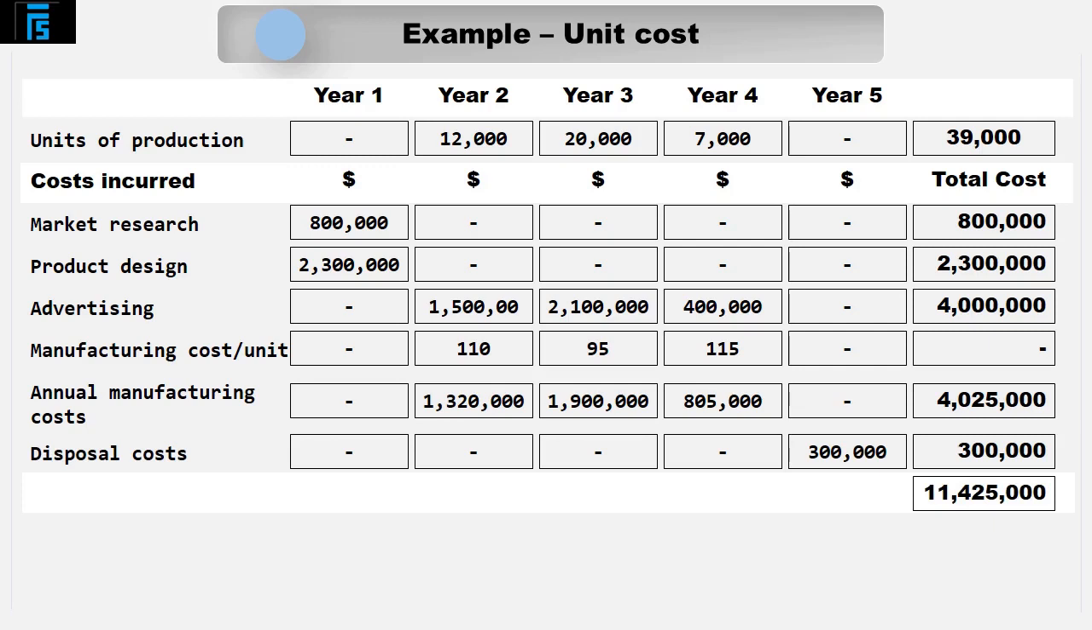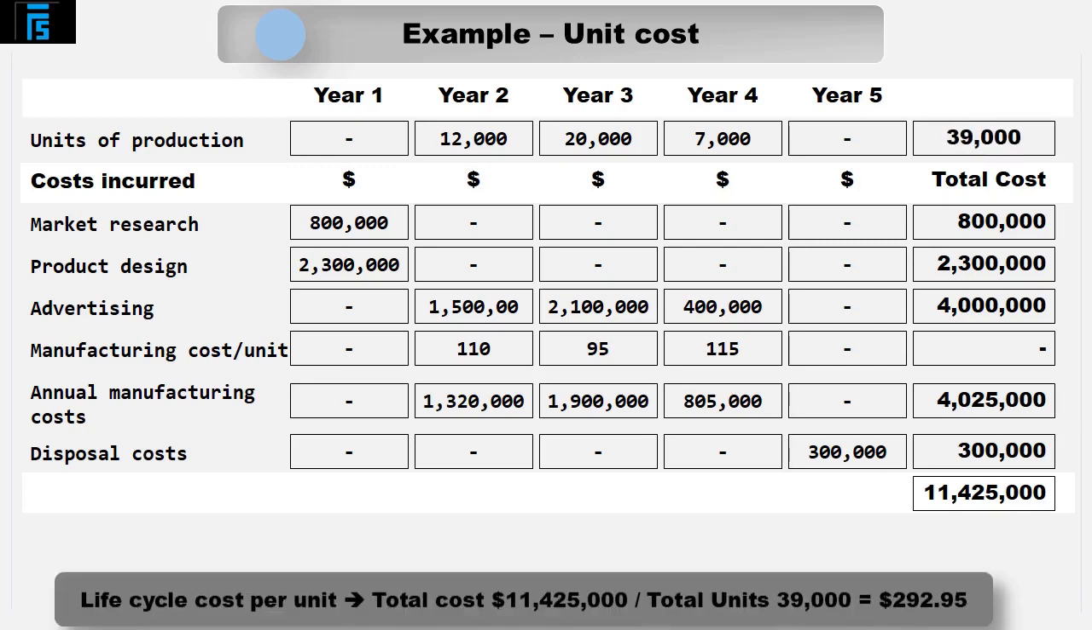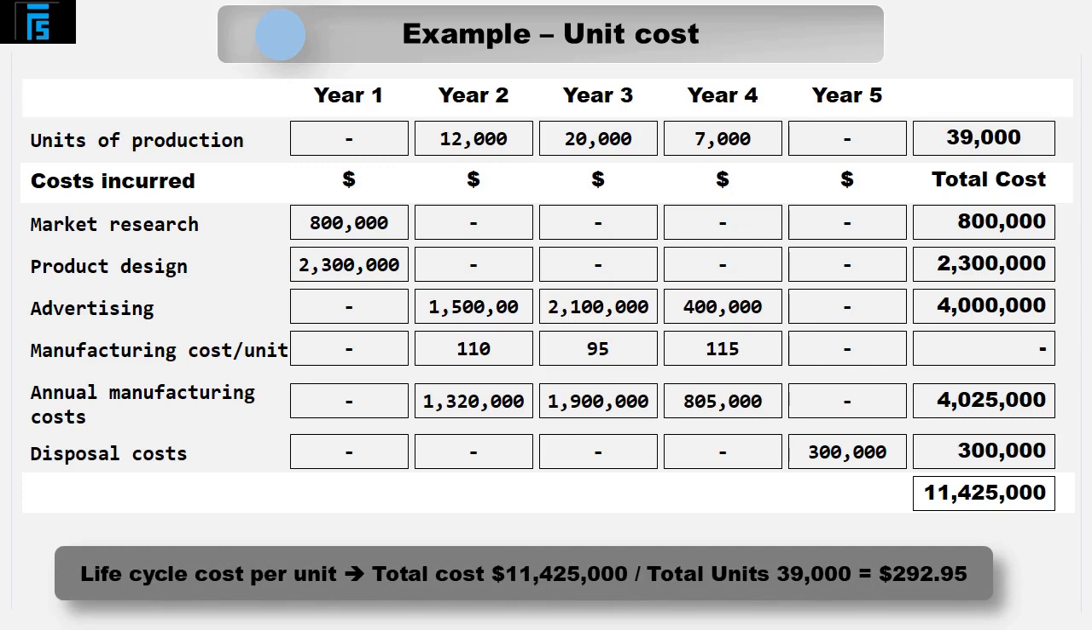Budgeted units of production in years 2, 3, and 4 total 39,000 units. Hence, the life cycle cost per unit, calculated as total costs divided by total units, or 11.425 million divided by 39,000 units, is $292.95.